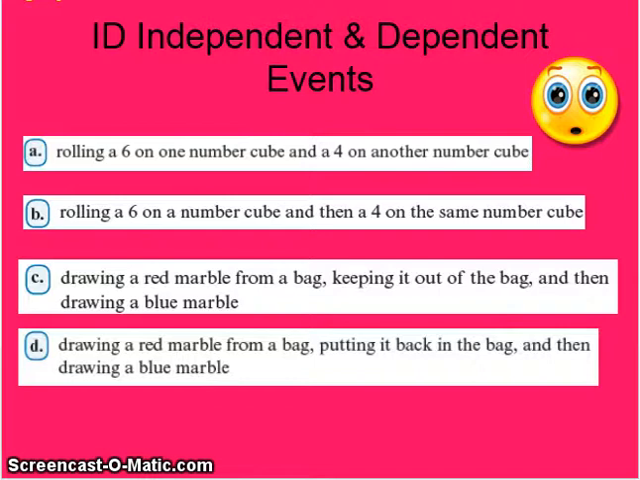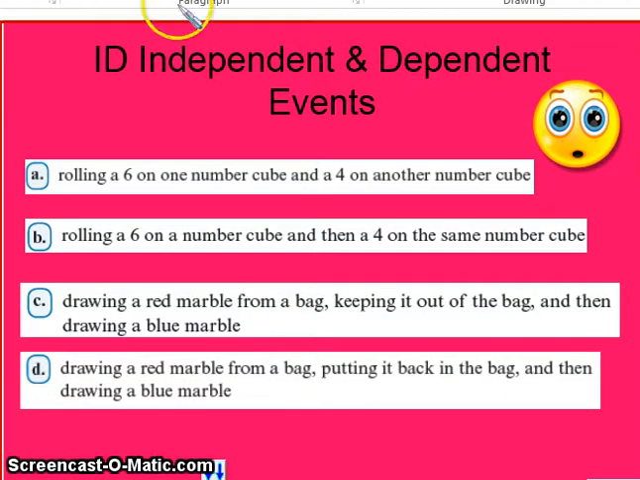Alright, so this slide is an example. It needs to be in your notes, and we just want to identify whether these events are independent or dependent. Example A says rolling a 6 on one number cube and a 4 on another number cube. Since rolling the first number cube has no effect on what we roll on the second number cube, these two events are independent. The first one will not affect the second one in any way.